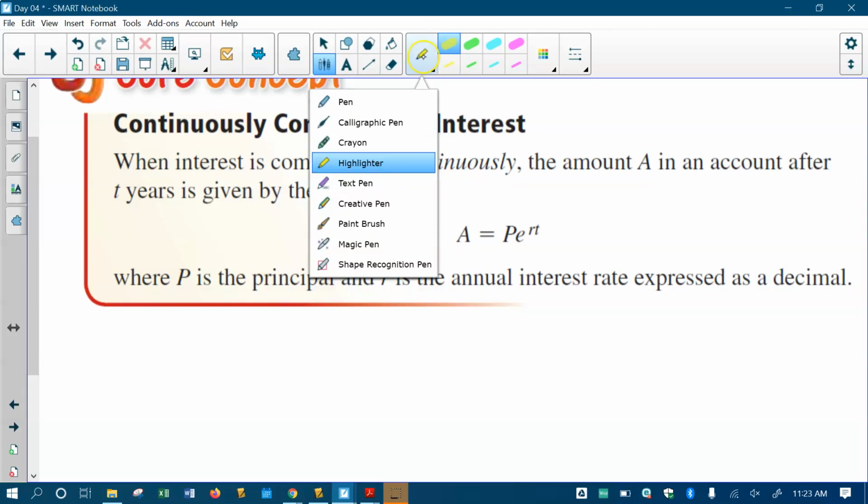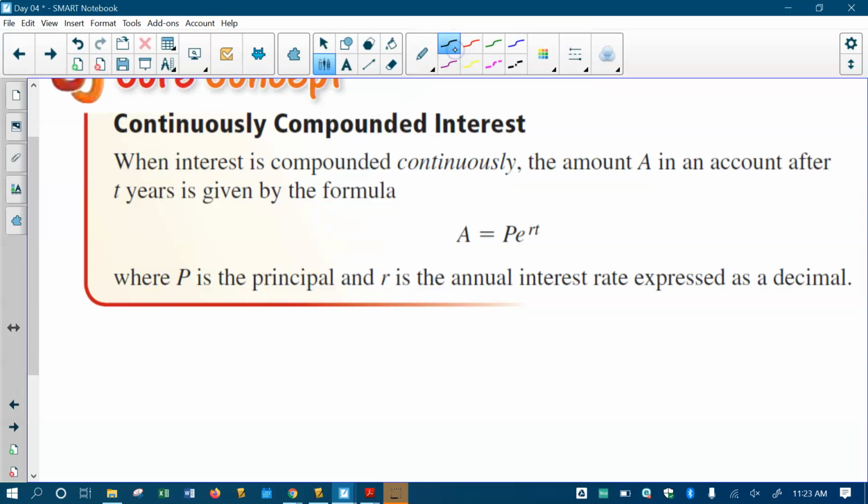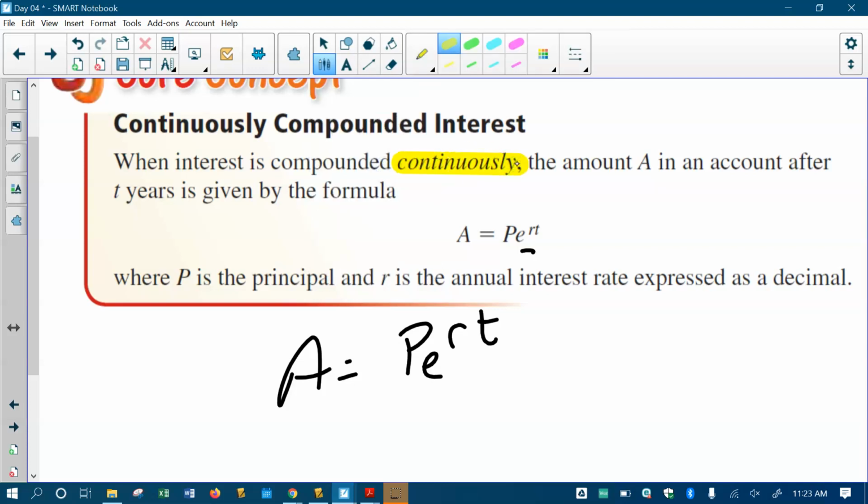And the reason this is because we used e without knowing it. And I'll be short here. A is equal to P e to the rt. A is equal to Pert. And this is going to be a new formula. And this allows us to compound all the time. So we use the word compound continuously. And whenever we compound continuously, we're using this formula.